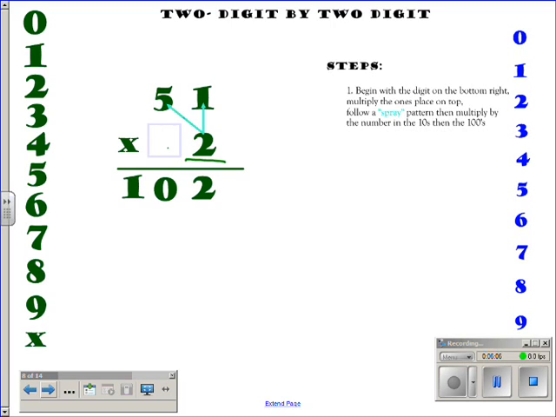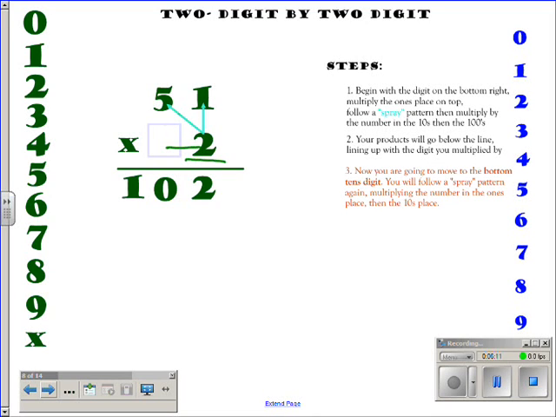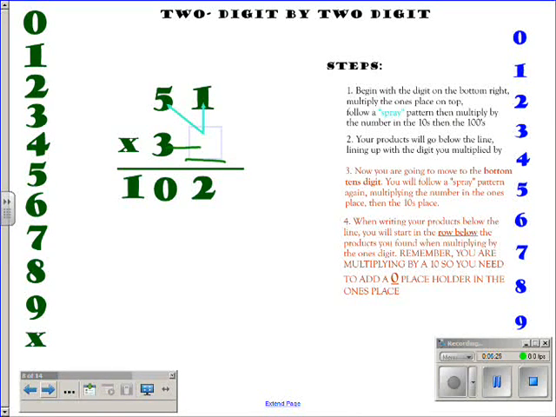Then you are going to move over 1 place. So you're going to look at our 3. Now you can also here kind of pretend that 2 doesn't exist, if that helps you. Now when writing your products below, when you're doing your second spray, you'll notice that we go 3 times 1. So we spray to the right. You always start with the right.